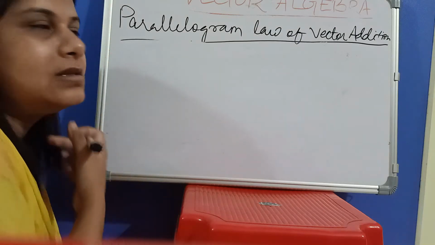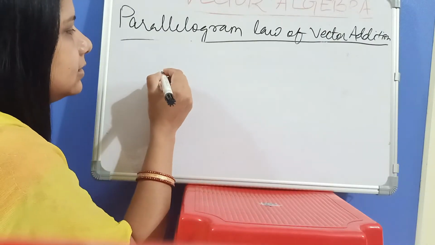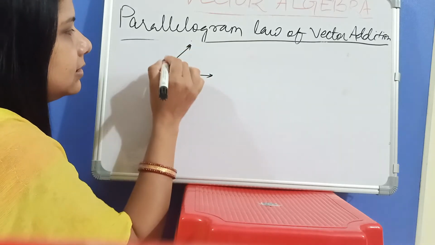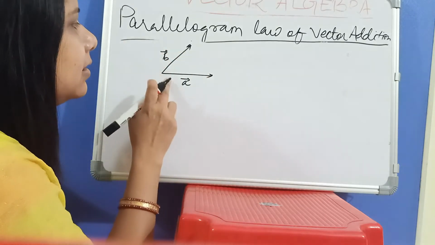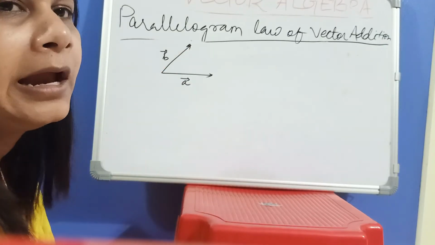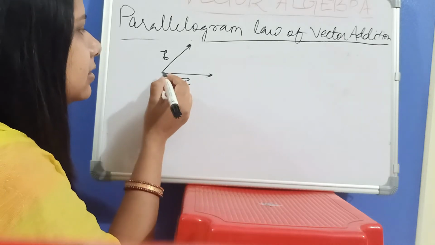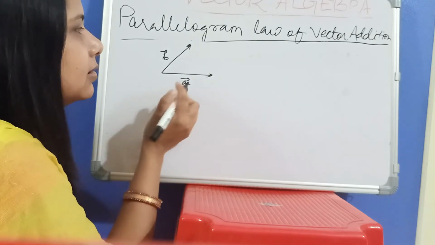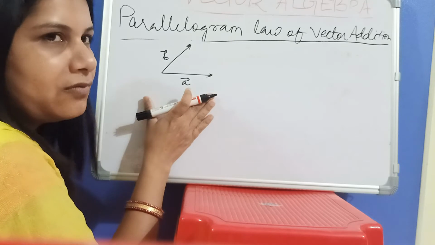So now we will discuss the parallelogram law of vector addition. What it says: if there are two co-initial vectors like this, let's say this vector is vector A and this vector is vector B, what will be their sum? We simply cannot join the third side and make it vector A plus B, because the directions of the two vectors are different. It is not clockwise or anti-clockwise, so we cannot use the triangle law of vector addition.